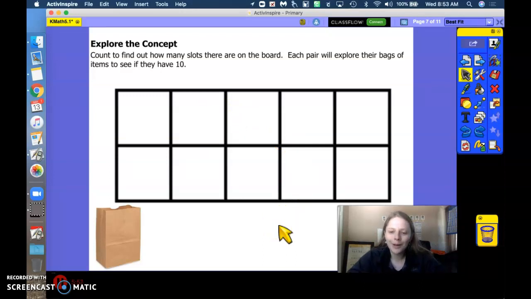Oh, you're super smart. You already know that's our 10 frame, which means that it has 10 squares. Let's find out how many items I have.